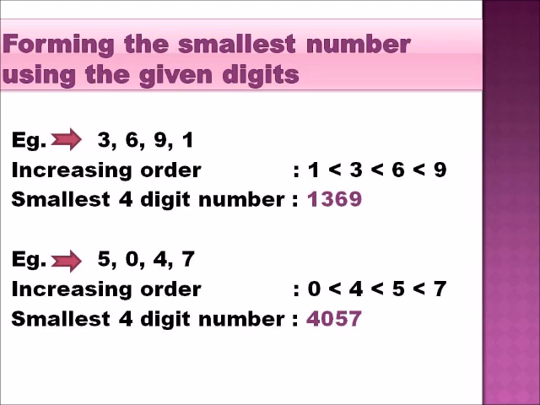Now let's arrange them in increasing order, like 0 is lesser than, 4 is lesser than, 5 is lesser than 7. Here 0 is smaller than 4. So we have to interchange its position. Since 0 in the thousands place has no value, the number will become a 3-digit number. So we write 0 in the hundreds place and 4 in thousands place. So therefore, the smallest 4-digit number will be 4057.